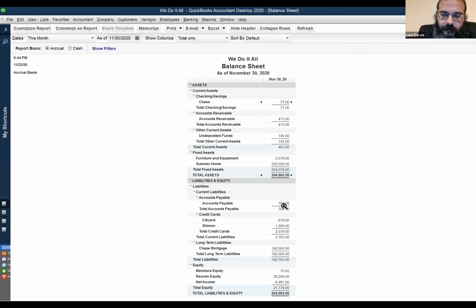So what's accounts payable? Accounts payable is 704. Correct. Your credit cards, total credit cards is 2,079. Total current liabilities is 2,700, that's fine. Okay, and the mortgage is 180,000. Right. So now equity, I guess I put them in the wrong lines. What's the number showing for members' equity? 940. And Reuven's equity? 25,700.